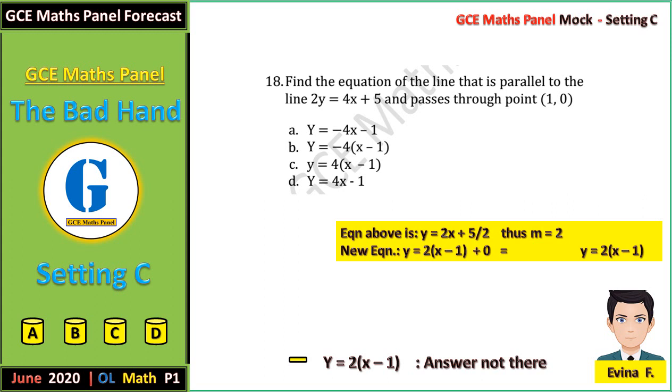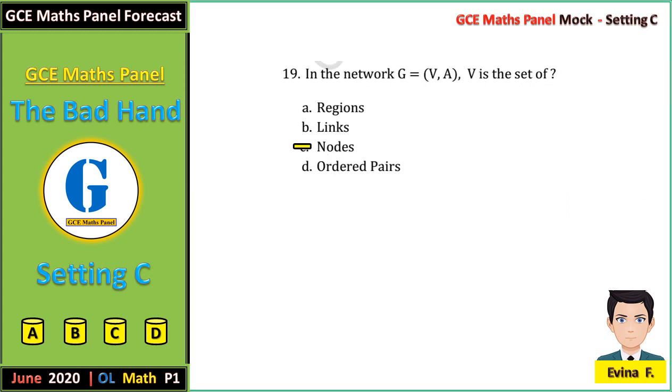Now the next question, in the network G equals that, V is a set of. Now for a network, the first set that is given is always a set of nodes or the set of vertices. They must not call it vertices, they can equally call it nodes. So it's some sort of a trick to see how much mastery you have of your subject.